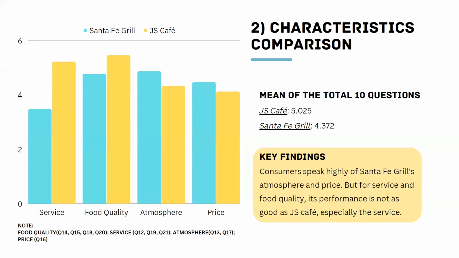Which means that the customers could actually move towards JS Cafe, because they were the two important factors that were actually considered by a customer going to a casual restaurant. So that was about the second point.